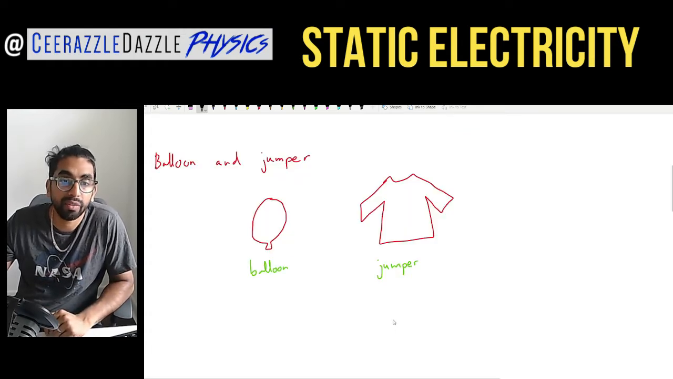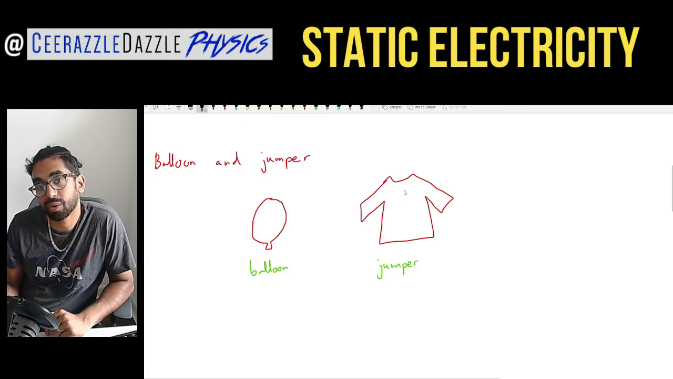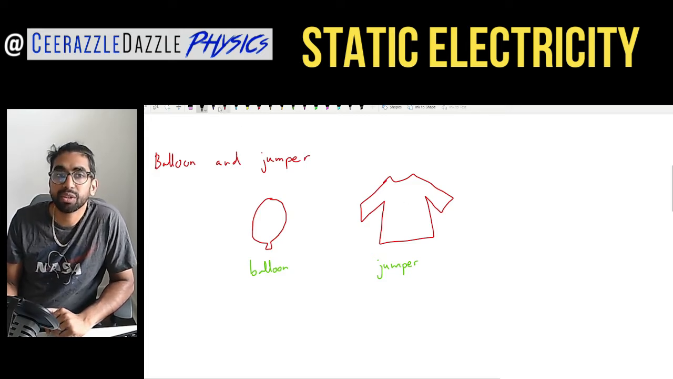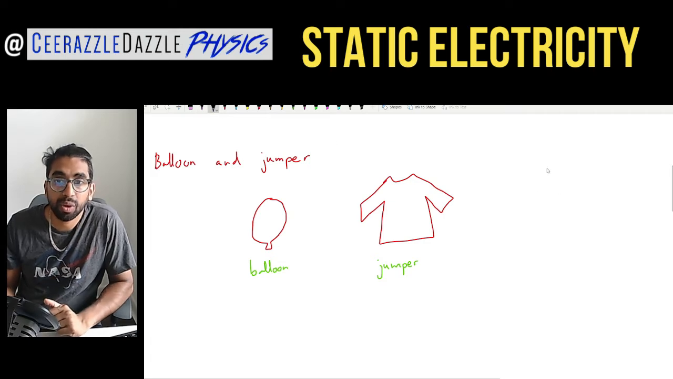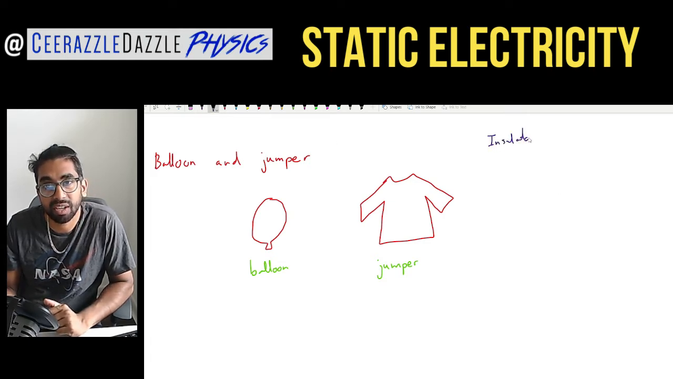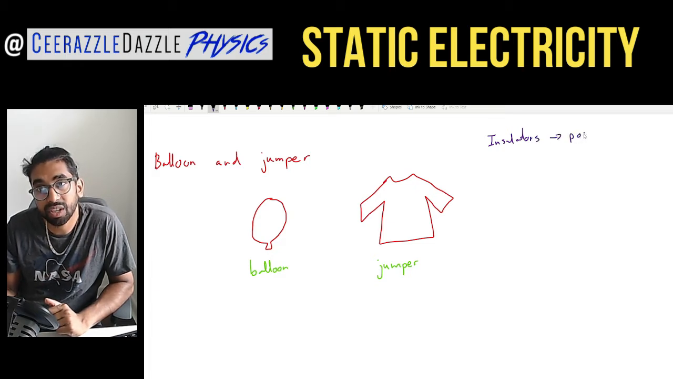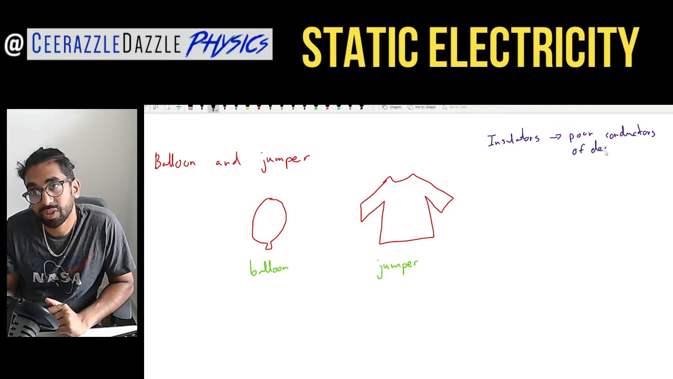Right, okay, so over here, guys, you see I've got a diagram. I've got a balloon on one side over here and a jumper on the right-hand side over here. First of all, the first thing to note is these two are insulators, so both are insulators. Guys, if you forgot what an insulator is, they are poor conductors of electricity. So they're not very good at conducting electricity.